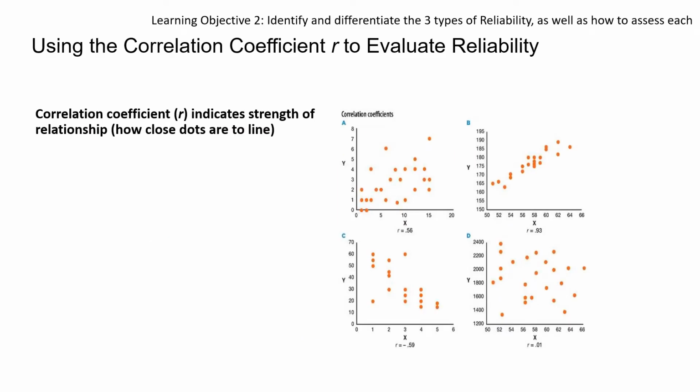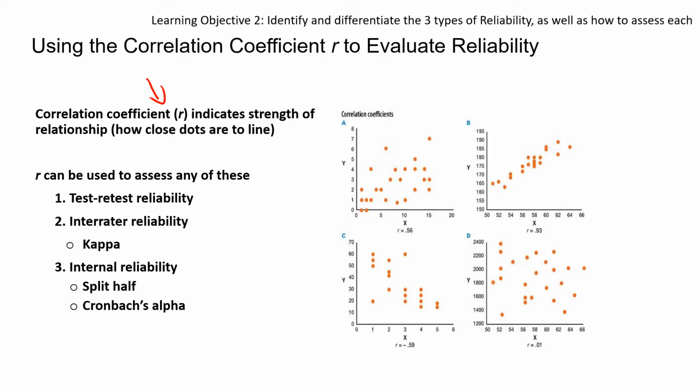So again, like I said, how do we measure reliability? What is the actual measure we use? Not just looking at scatter plots, but what is the measure we use? We use the correlation coefficient to indicate the strength of the relationship. Now, there's a couple different ways we can do this.